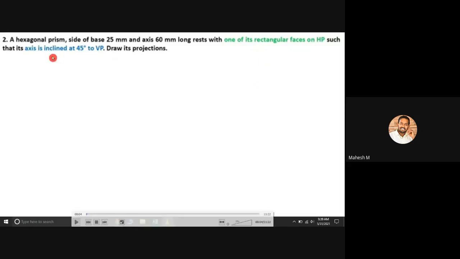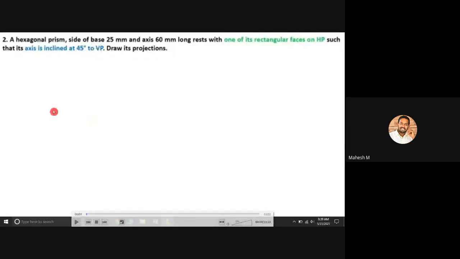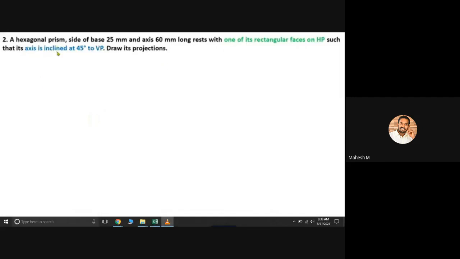And also you have another hint. Axis is inclined at 45 degree to VP. 45 degree to VP. It is not HP. So inclined to VP means your hexagonal shape will come on top. Okay, understood? When that happens, what should you do? You have to draw the hexagon in the front view position.